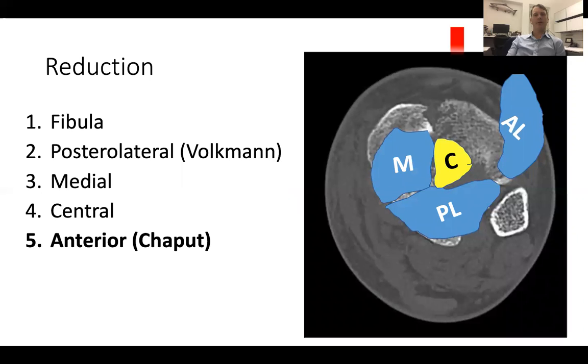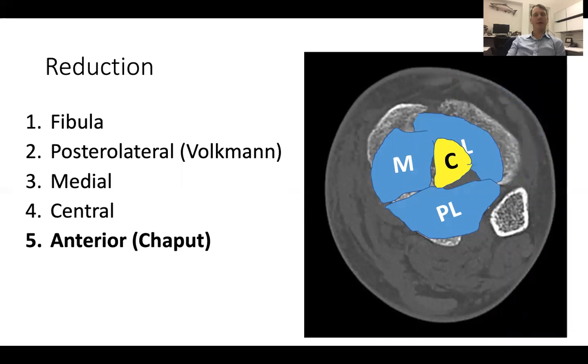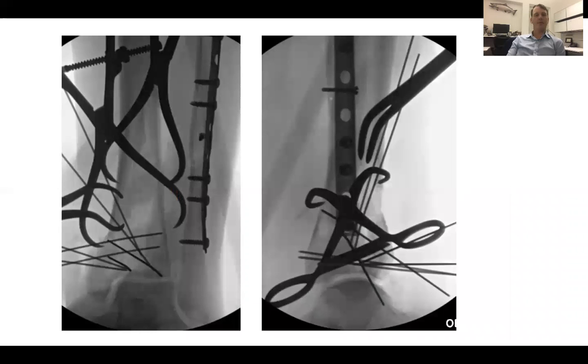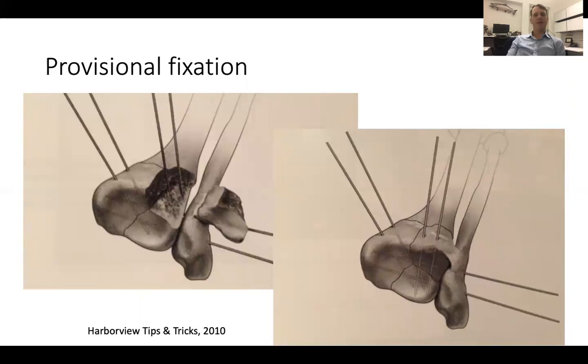Once that's done, then you can put your Chaput fragment back down. Now you've basically reduced the articular block. So this is what it looks like. It's provisional fixation with clamps and K-wires. This is just a nice schematic from the book that they did up in Seattle, showing the wire placements to hold each of these fragments as you're moving along. But you just want to make sure that you've got wires that are crossing each of the major fracture lines.